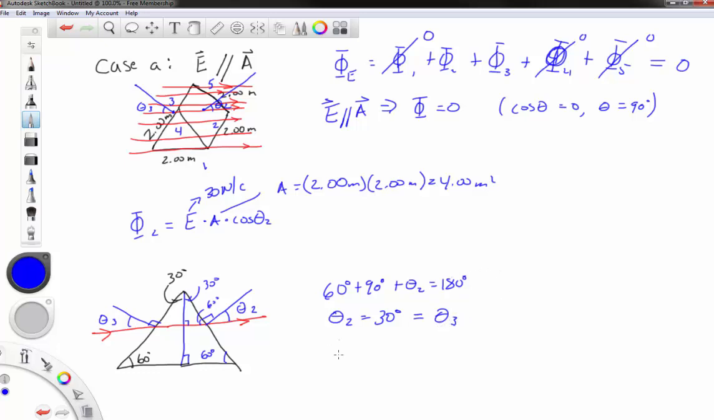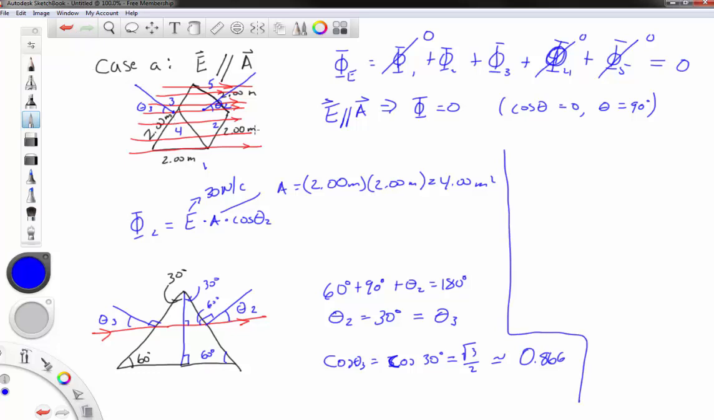Okay, so what is the cosine of 30 degrees? Well, cosine of theta 3 becomes cosine of 30 degrees, which becomes square root of 3 over 2. And the approximate value of that is just a little less than 0.9. Specifically, it's 0.866. Okay, so the flux through each face then is as follows.